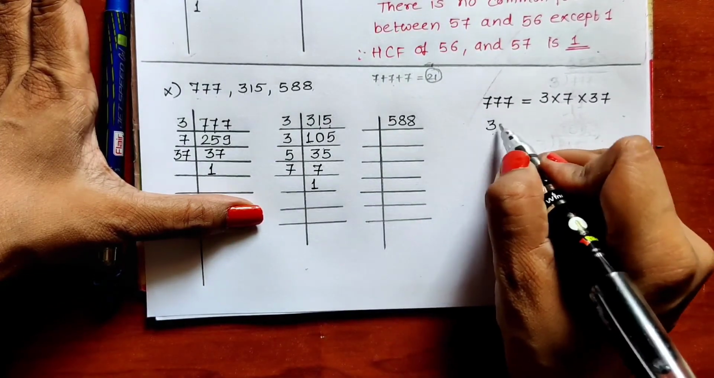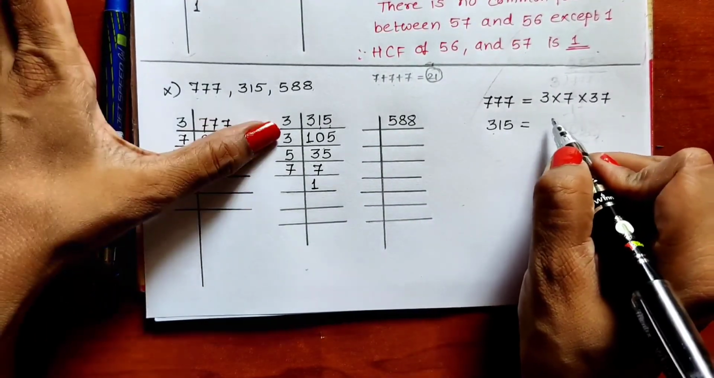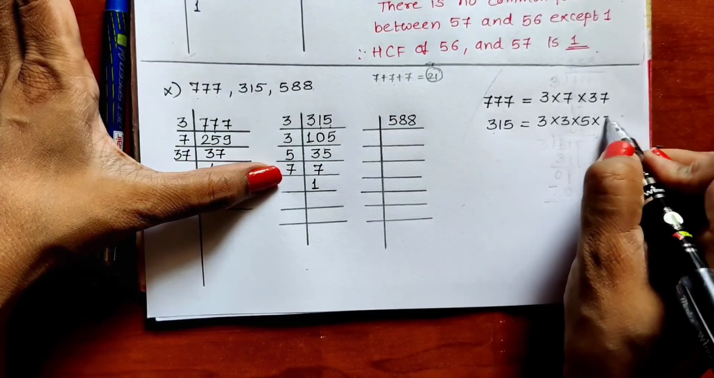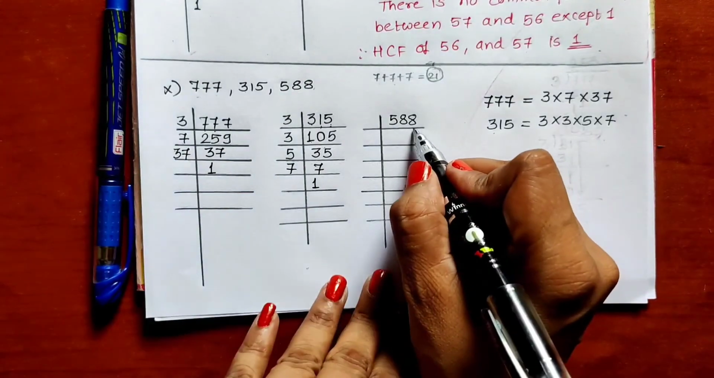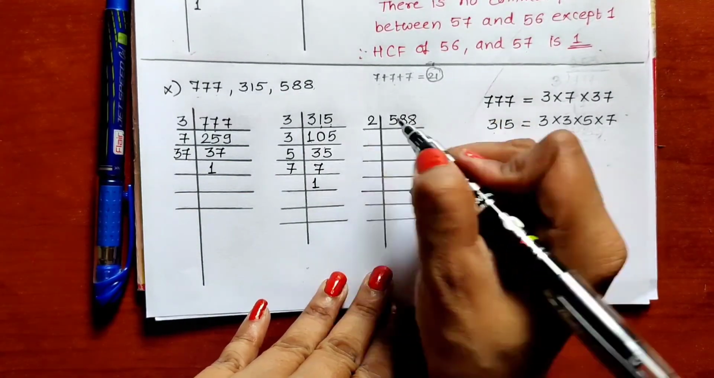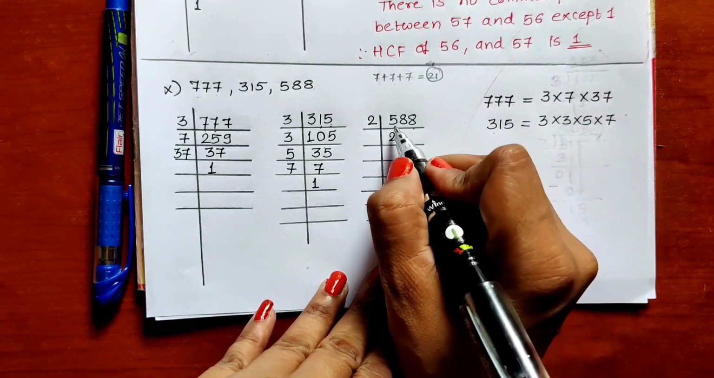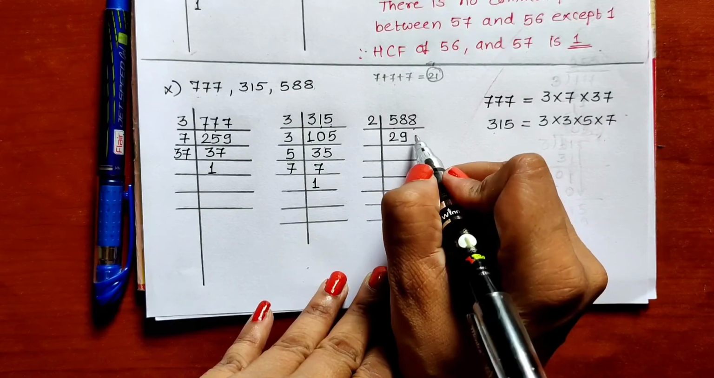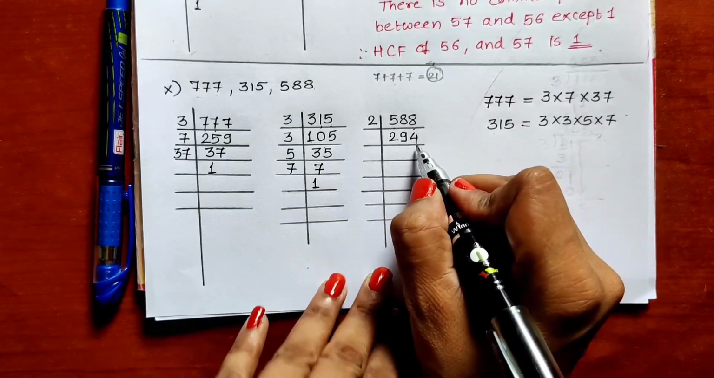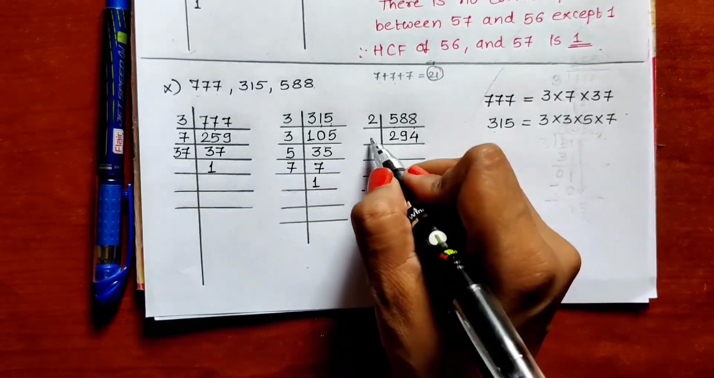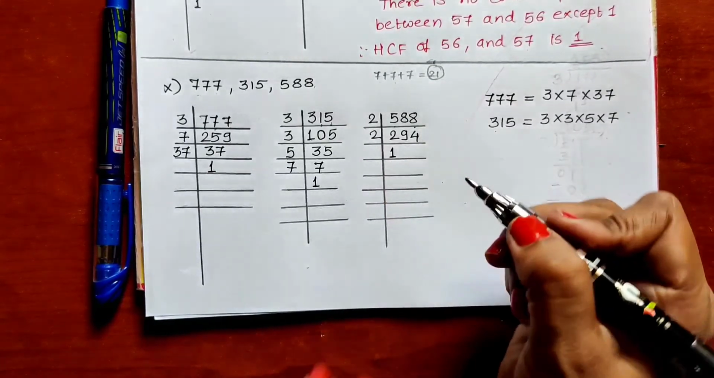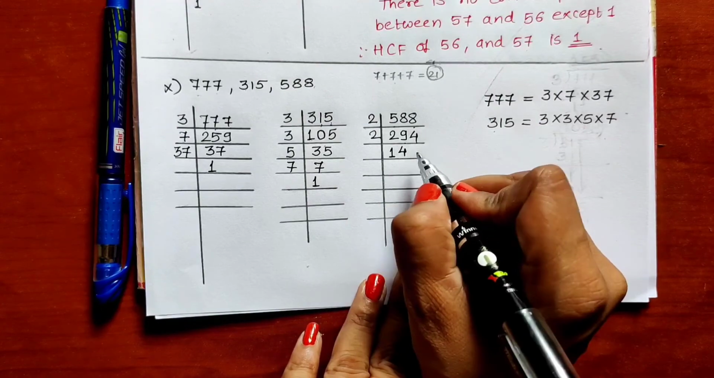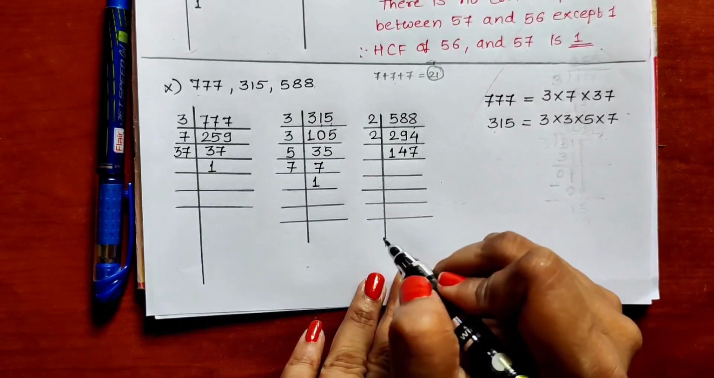Now let us check 588. First we write the factors of 315. It is 3 into 3 into 5 into 7. Now 588. 8 in the unit place. That means this number is divisible by 2. 2 2s are 4. 5 minus 4, 1 remaining. This 8 means 18. 2 9s are 18. And 2 4s are 8. Again 4 we have got in the unit place. That means it is divisible by 2. 2 1s are 2. 2 4s are 8. 9 minus 8, 1 remaining. This 4 means 14. 147 we have got.